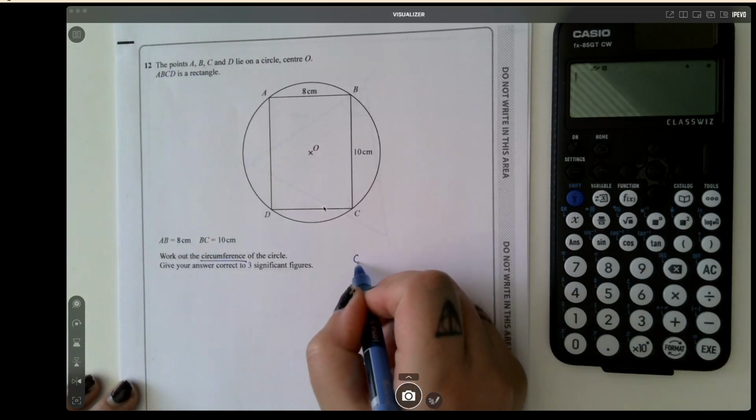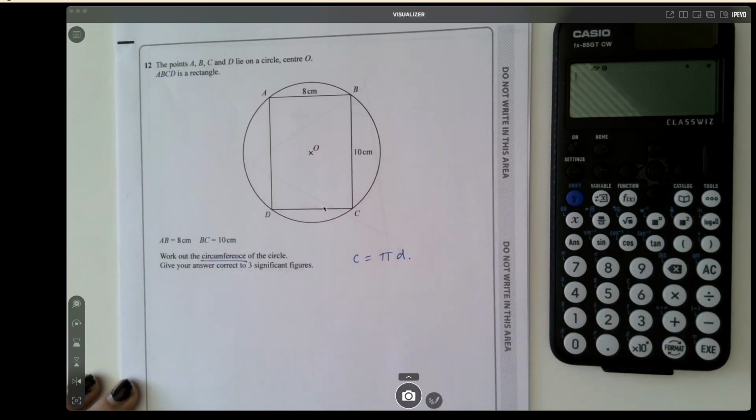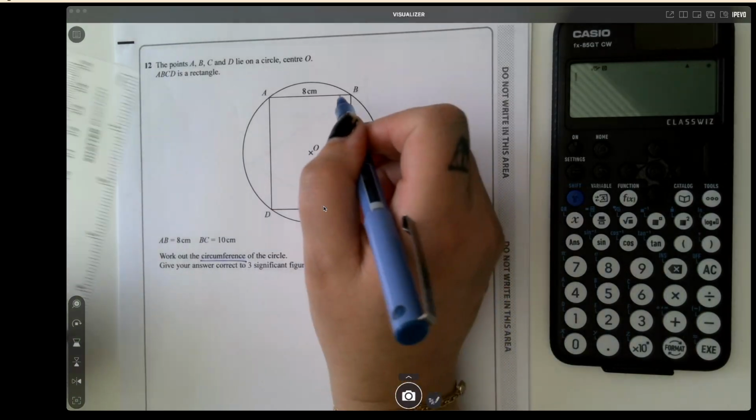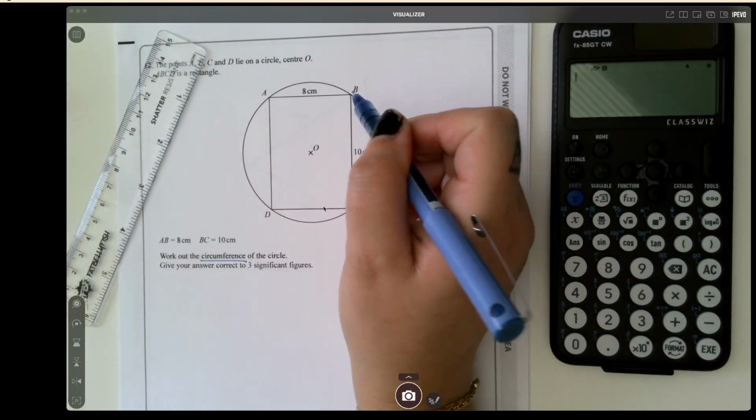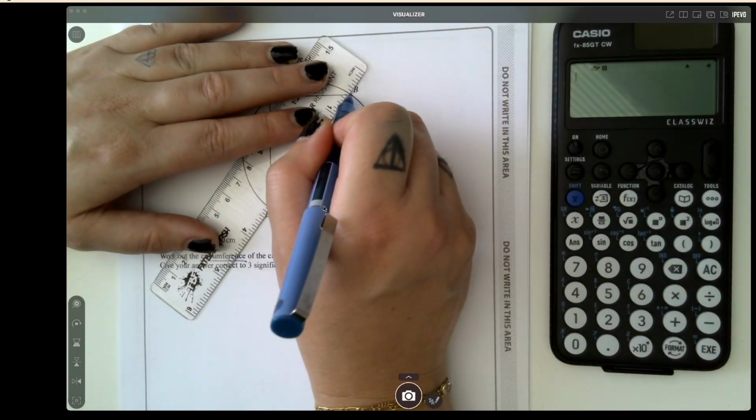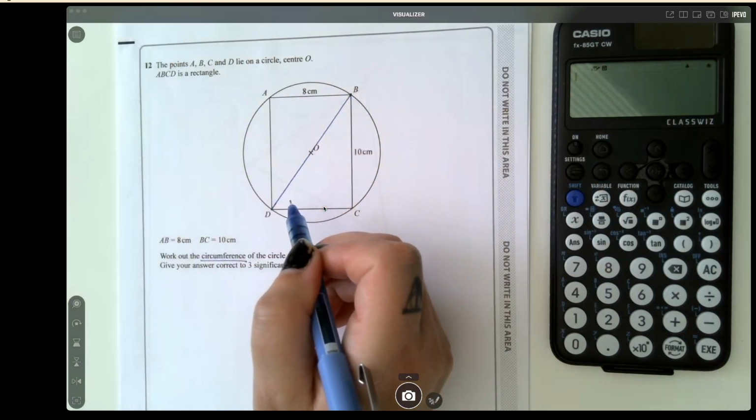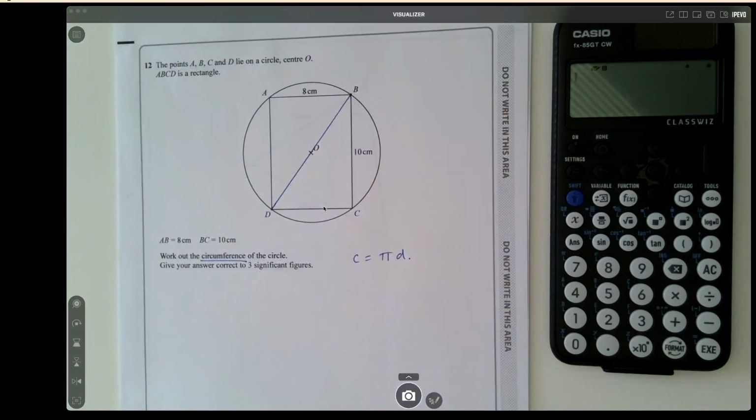So circumference is pi times diameter. We don't know the diameter of the circle, we need to work it out. The diameter of the circle goes from one side to the other and it goes through the centre. So if I draw that diameter on here, we can see that it's actually the diagonal of the rectangle. So if we use the information for the rectangle to find the length of the diagonal, we can then find the circumference because that is also the diameter.